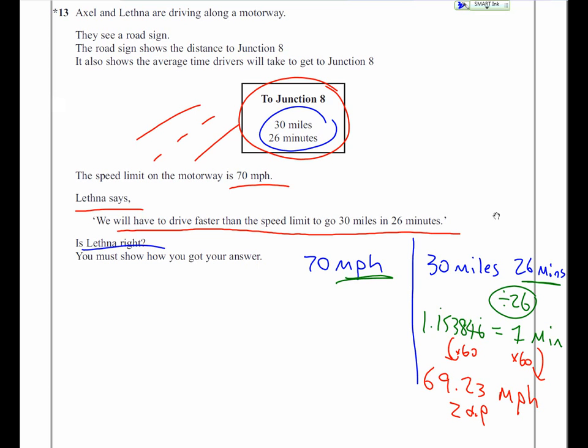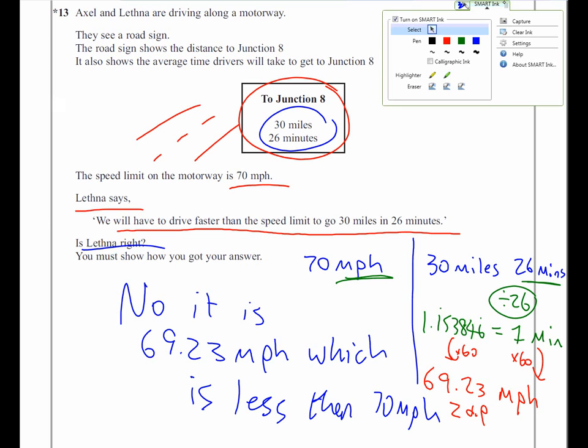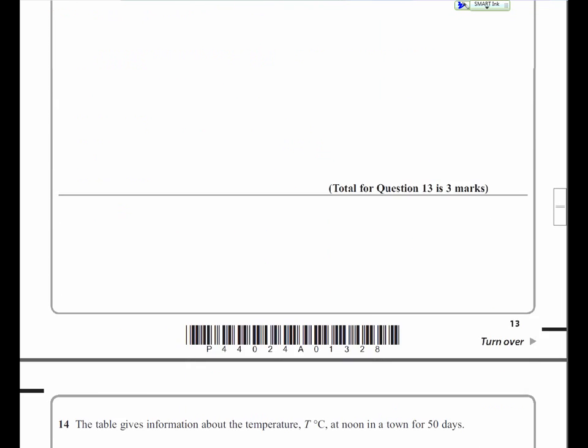So is she right? No, it is 69.23 miles per hour, which is just less than 70 miles per hour. Okay. I'm lucky if I get anywhere near close to 70 miles per hour on my drive home.